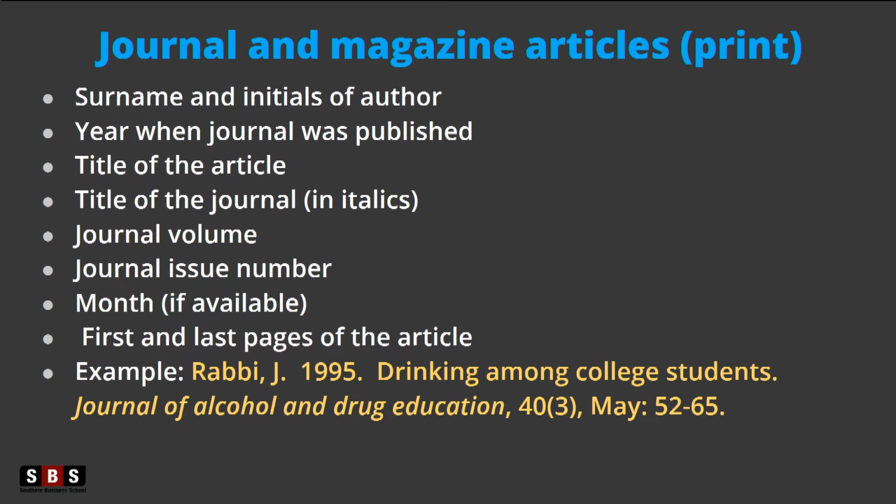Rabbi J, your author, year of publication. Then you see the title of the article is not printed in italics. Drinking among college students. Where did he find this information? In the Journal of Alcohol and Drug Education. What is the volume number? 40. In round brackets, the issue number followed by the month and then the page numbers on which this article appear in this journal.